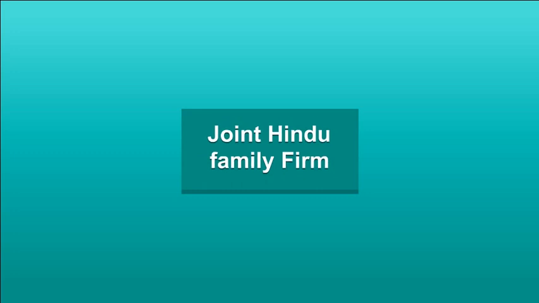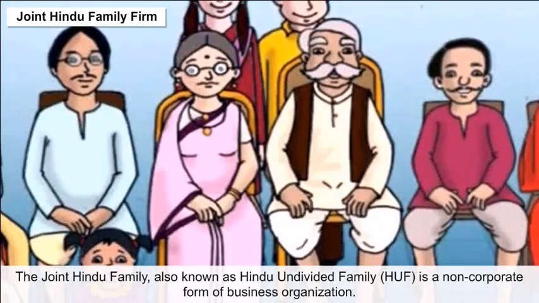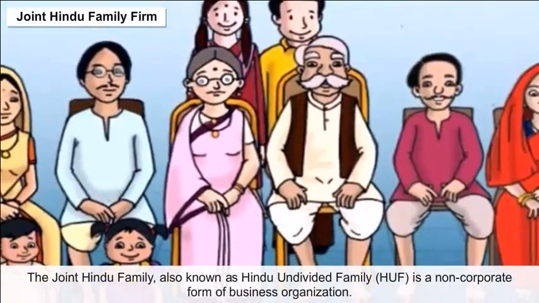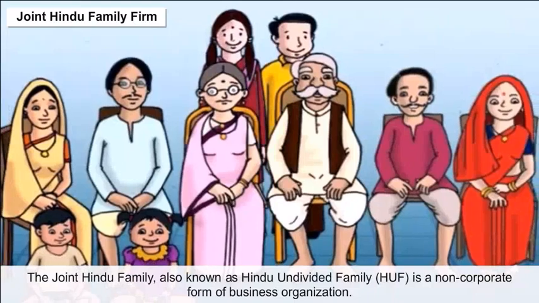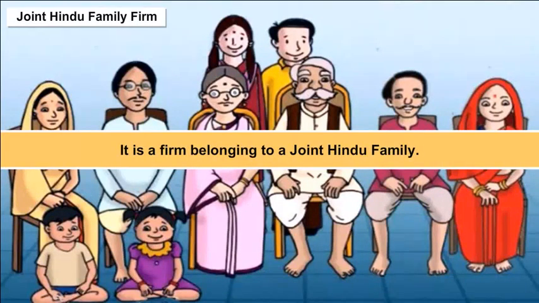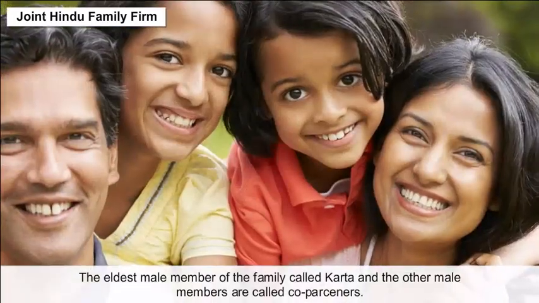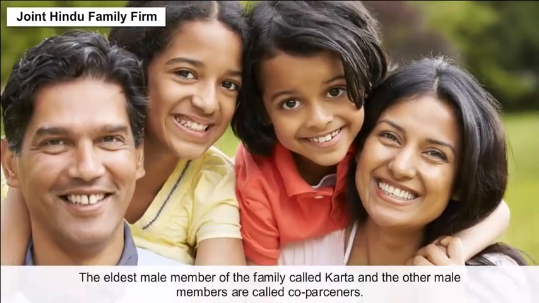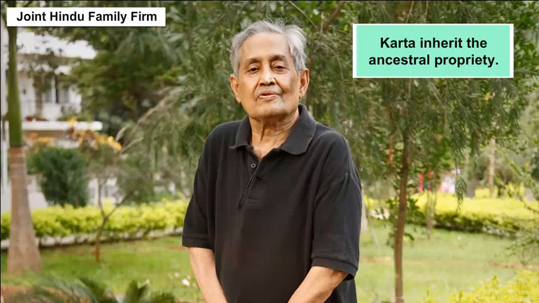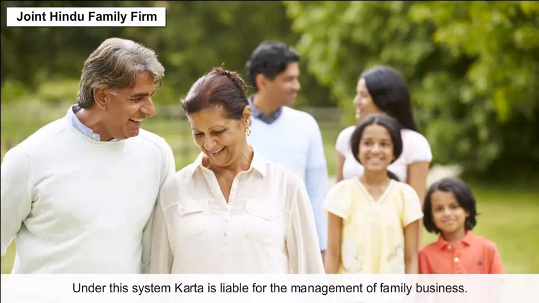Joint Hindu family firm. The joint Hindu family, also known as Hindu Undivided Family, HUF, is a non-corporate form of business organization. It is a firm belonging to a joint Hindu family. The eldest male member of the family is called Karta, and the other male members are called co-parceners. Karta inherits the ancestral property. Under this system, Karta is liable for the management of the family business.